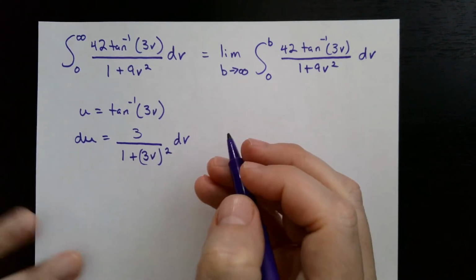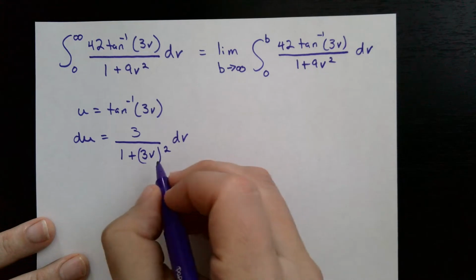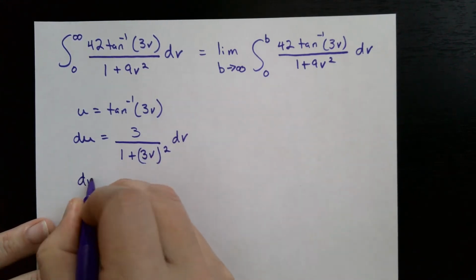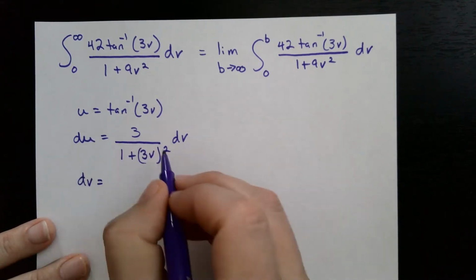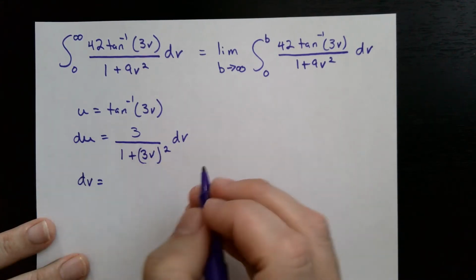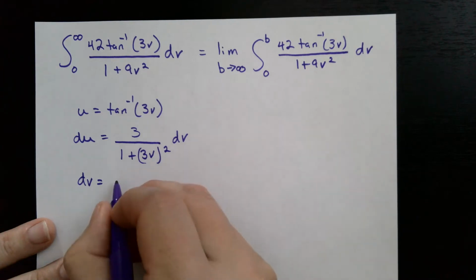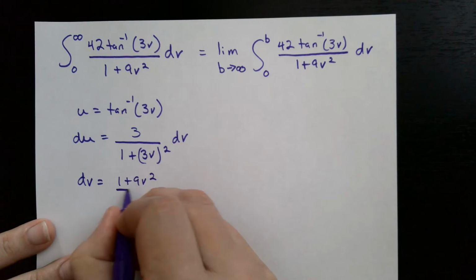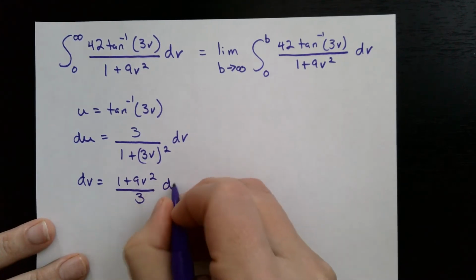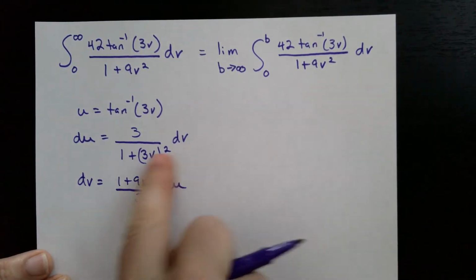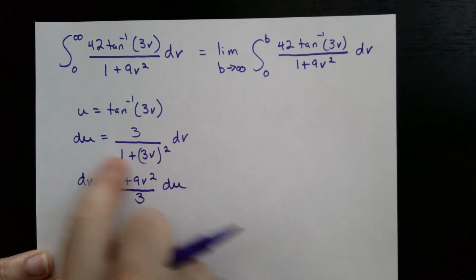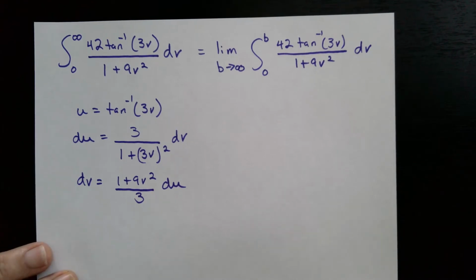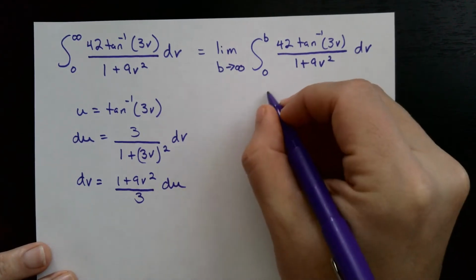So if we solve that for dv, that will be dv is equal to, we multiply this over, I'm going to go ahead and make that a 9v squared when I move it over. So it'll be 1 plus 9v squared, and then divide this over, so divided by 3 du. So I just switch sides. I want the dv by itself, so I multiply by the bottom, divided by the top, and I got it where I want. The other thing I want to do is change my limits.